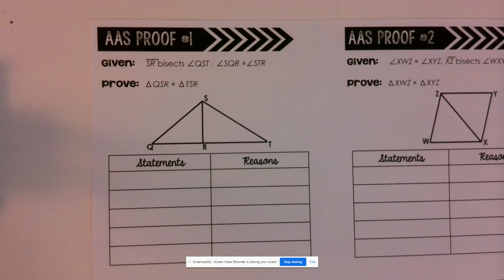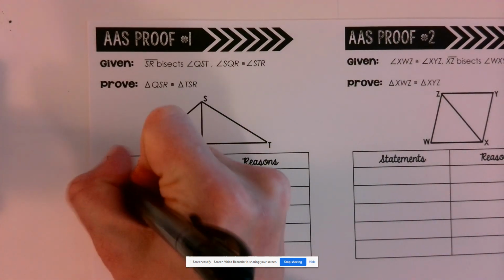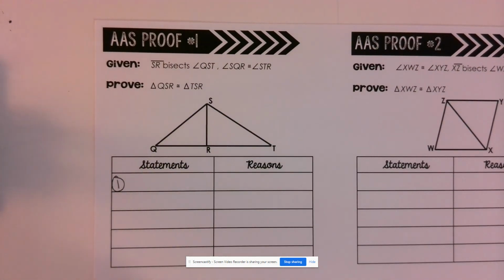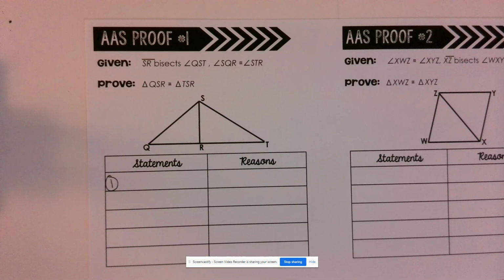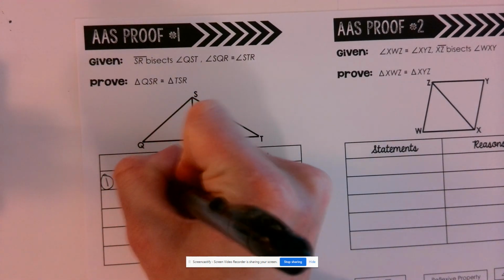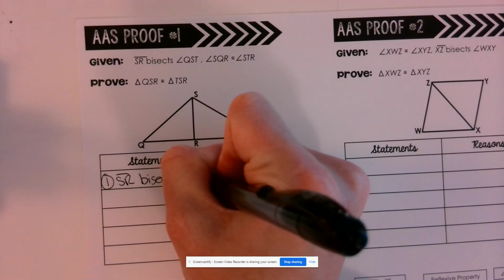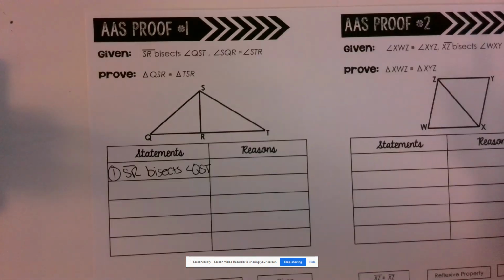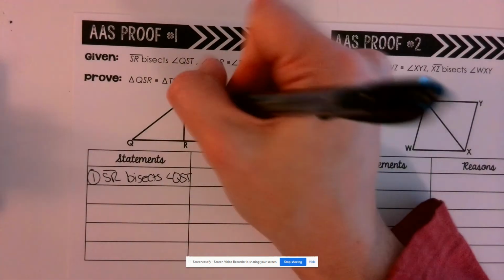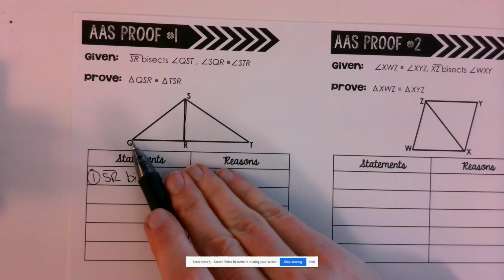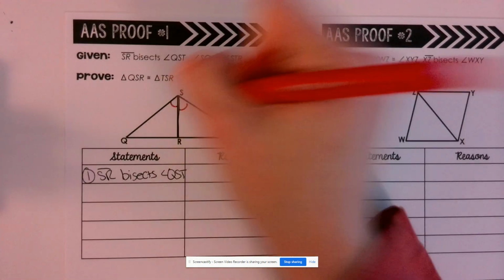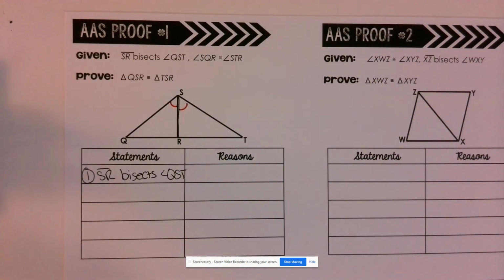All right, we need to prove that triangle QSR is congruent to triangle TSR. Our first given statement is that line segment SR bisects angle QST. Now we've already seen examples of angle bisectors. Remember, that means this line segment cuts angle QST into two congruent parts, into two smaller congruent angles.